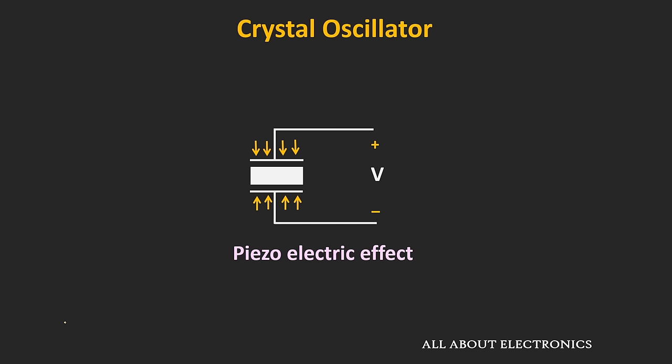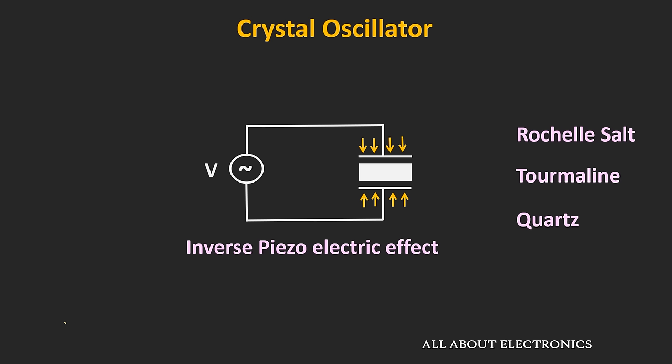On the other hand, whenever we apply an external force to this piezoelectric material, it generates a voltage across the two terminals. So if we mechanically force them to vibrate at a certain frequency, then they can generate an AC signal of the same frequency. And this effect is known as the piezoelectric effect. The materials which show this effect are known as piezoelectric materials. Rochelle salt, quartz and tourmaline are a few examples of naturally occurring crystals which possess this piezoelectricity.